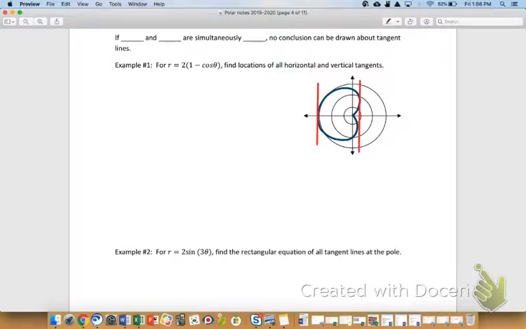Given symmetry, you'd think that vertical line would be tangent to both of those little bumps on the side of the heart there. Okay. How about horizontal? What do you guys predict about that? Two, okay.